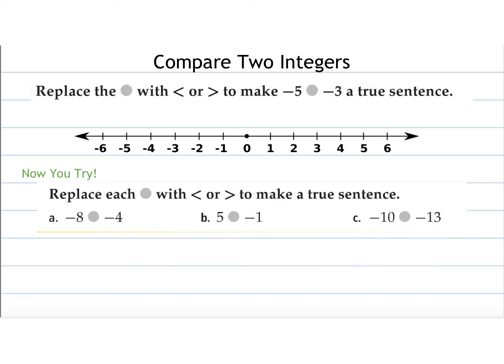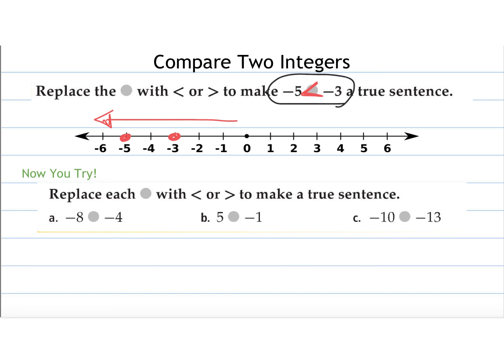So let's compare some integers. We want to replace the little gray circle with less than or greater than to make different sentences true. So if we have -5 and -3, let's look on our number line. We have -5 here, -3 here. We know that -5 is less than -3 because it's further down. We're going further away from 0. So -5 we would write is less than, because remember the opening of the symbol needs to be facing the bigger number. You try these ones really quick, pause, and then come back and check.